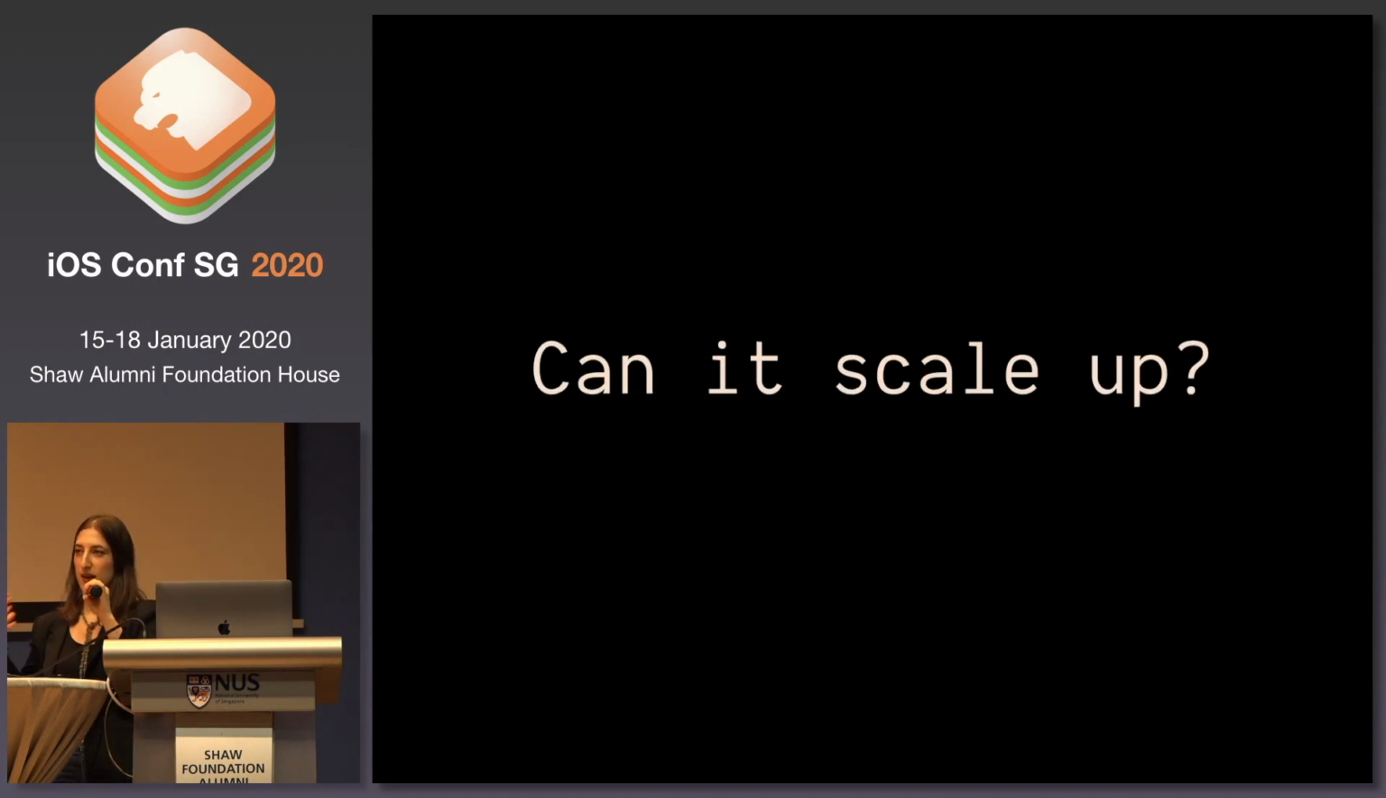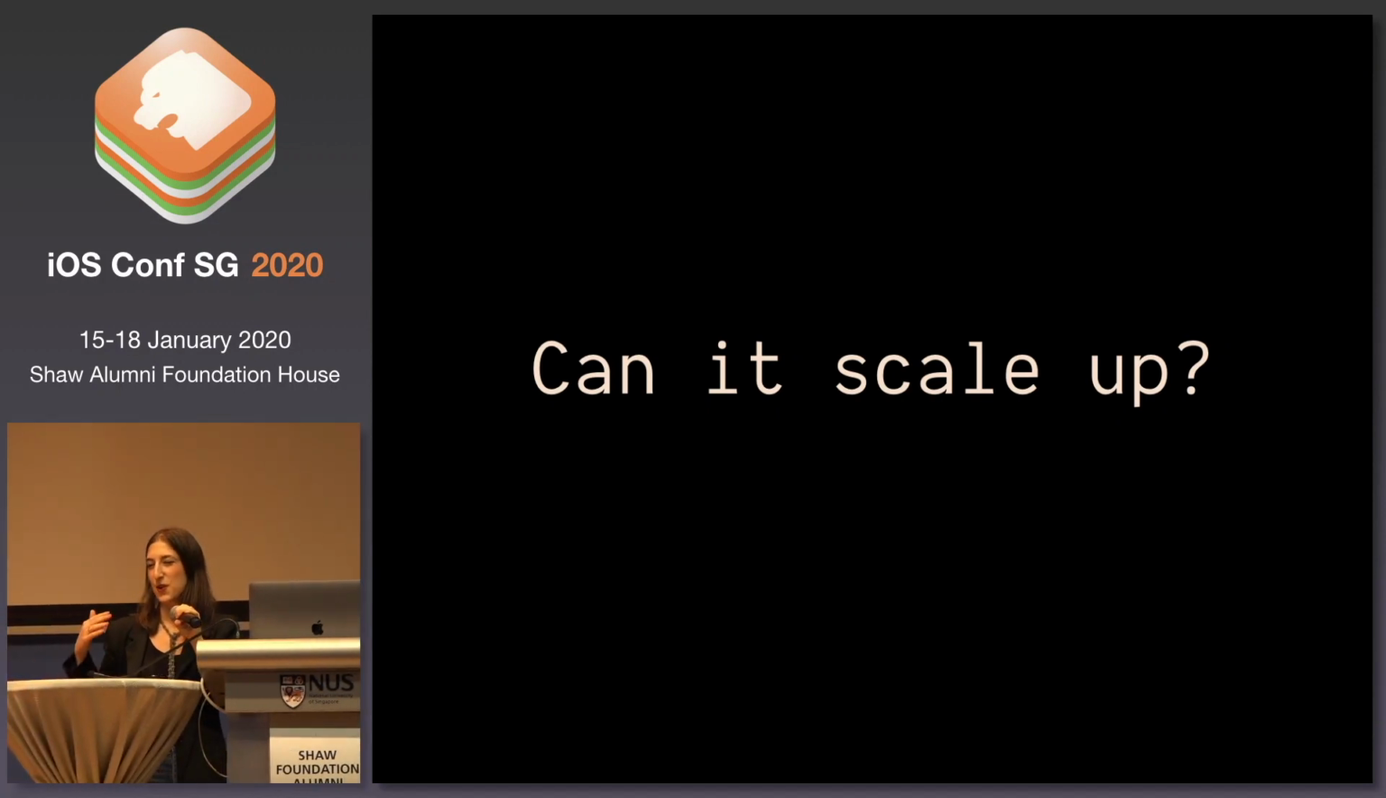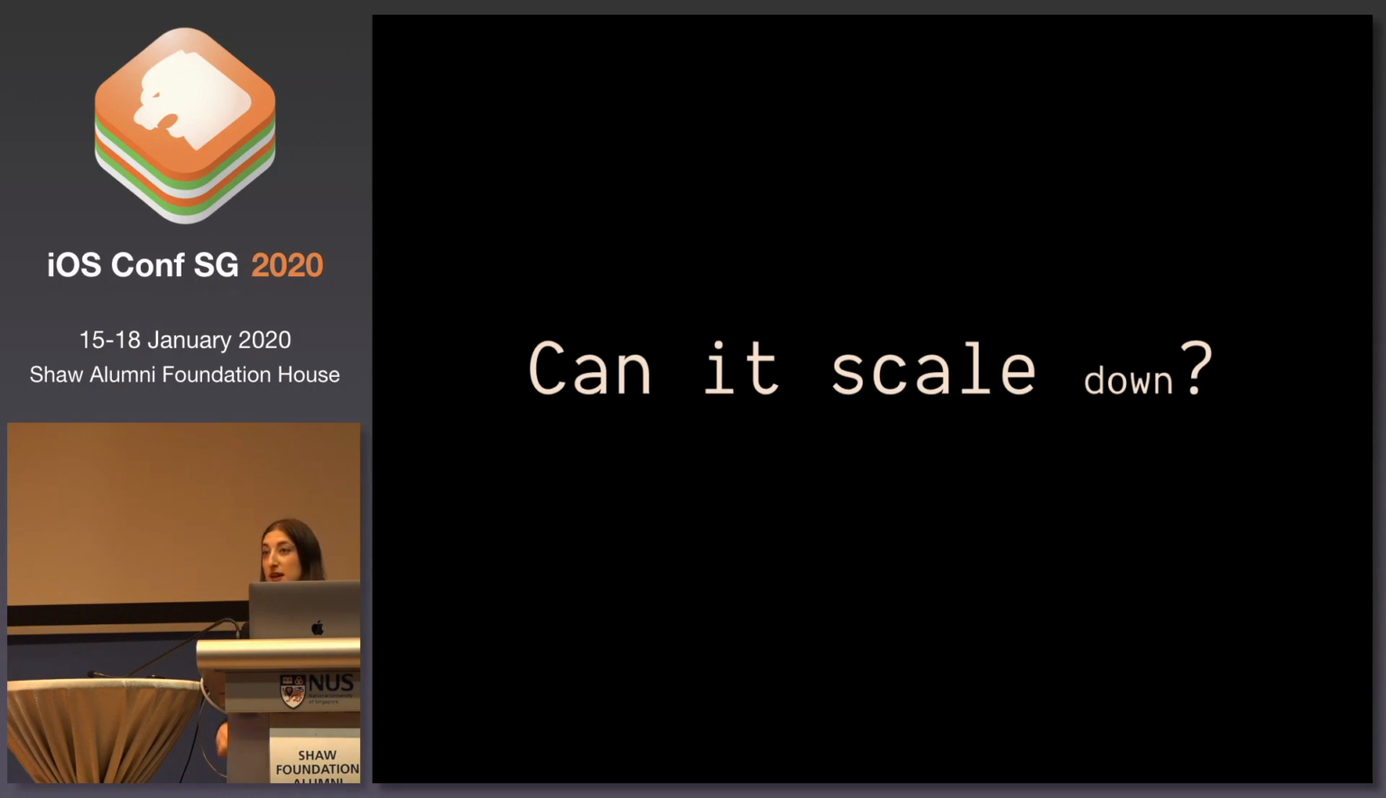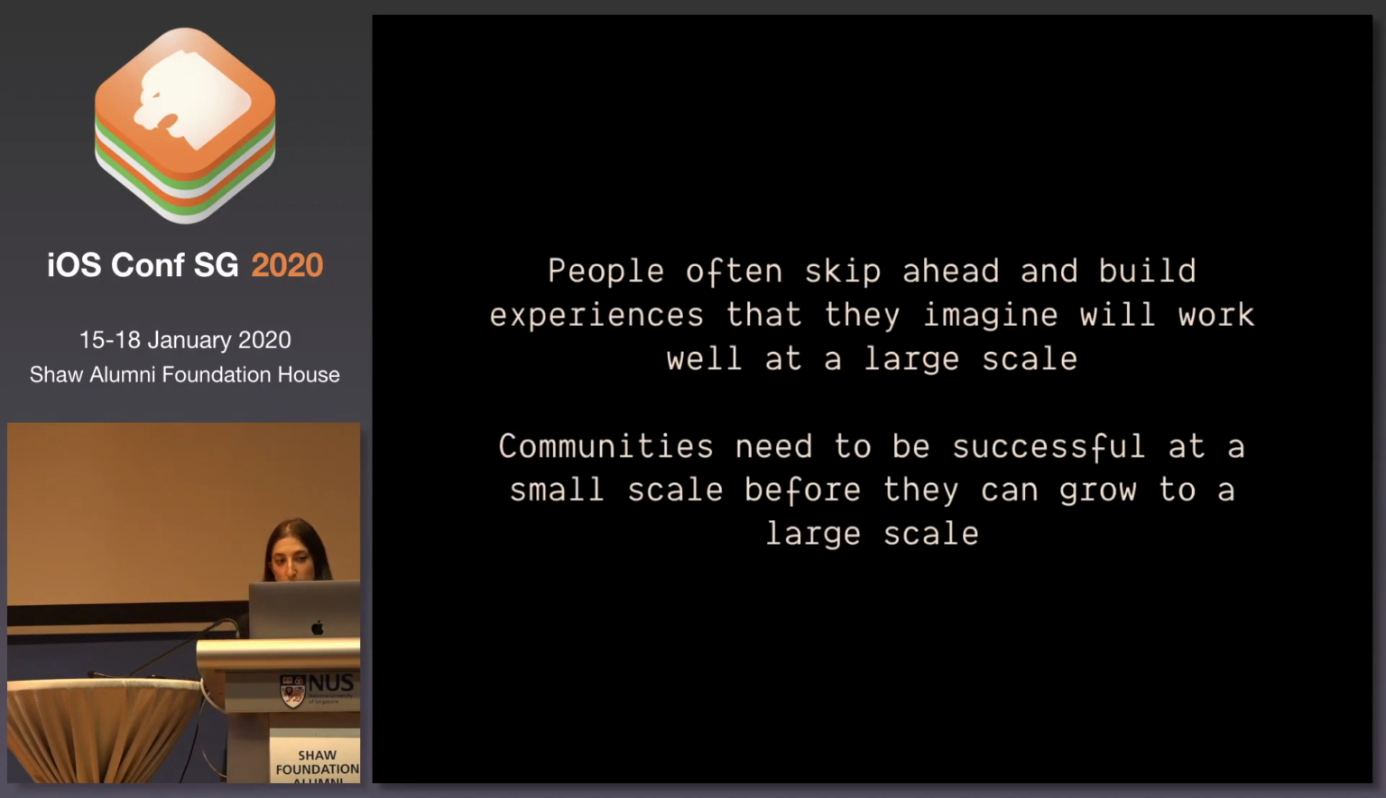Generally, as engineers, we think a lot about scaling up from an engineering standpoint, from a product standpoint, building products that are so amazing that so many people will want to use them all the time. But generally, when we're building new products, and particularly community products, we also need to ask ourselves, can it scale down? Is the experience and the underlying technology good for a community that will start small, as most communities do, and grow? People often skip ahead of that step where there's not a lot of users mentally, and build experiences that they imagine will work really well at a large scale. But communities need to be successful at a small scale before they can grow to a large scale.